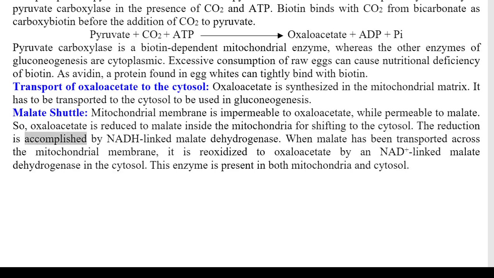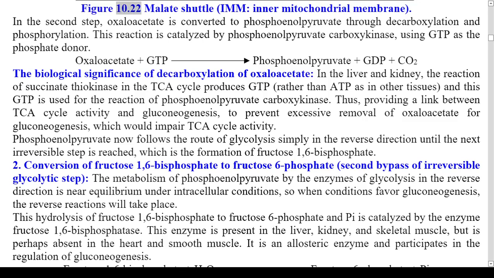The reduction is accomplished by NADH-linked malate dehydrogenase. When malate has been transported across the mitochondrial membrane, it is reoxidized to oxaloacetate by an NAD+-linked malate dehydrogenase in the cytosol. This enzyme is present in both mitochondria and cytosol. Figure 10.22 Malate shuttle, IMM, inner mitochondrial membrane.